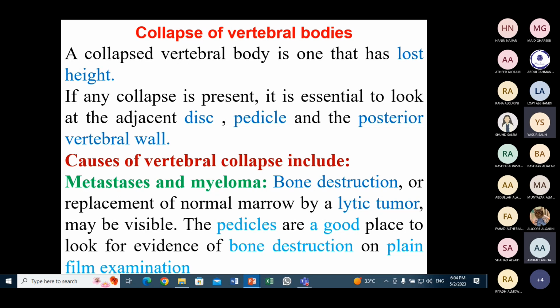So the destruction of the pedicles is the evidence of metastasis. لذلك نحن إذا البيشنت suspected metastasis دائما إذا عملنا اكس راي you have to look to the pedicle. يعني البيديكل دي أكثر منطقة الميتاستاسيس بتحبها. تلقى البيديكل destructive حصل لها destruction. So the pedicles are the good place for the evidence of bone destruction on the plain film.